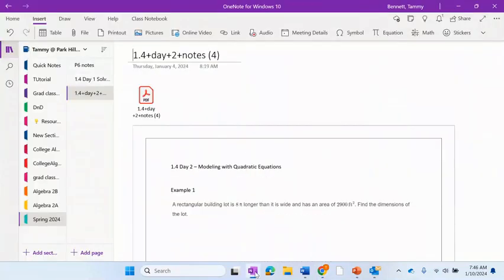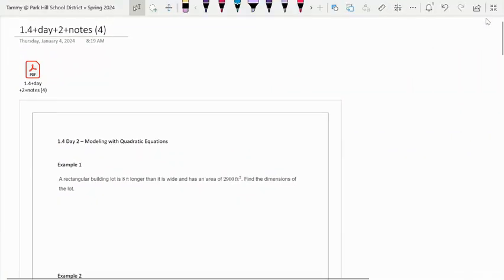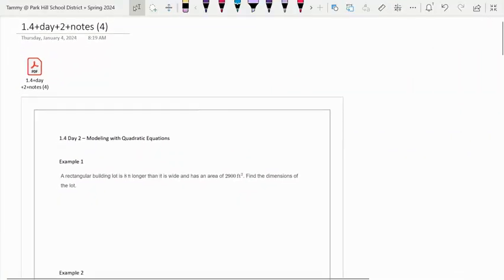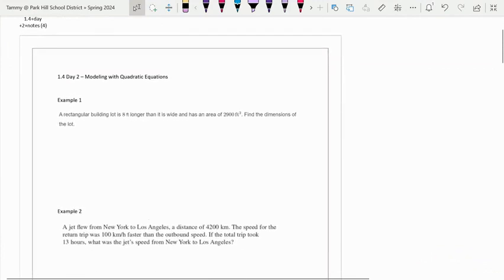All right, 1.4, day 2, and using quadratic equations with word problems. Example 1: a rectangular building lot is 8 feet longer than it is wide and has an area of 2,900 square feet. Find the dimensions of the lot.